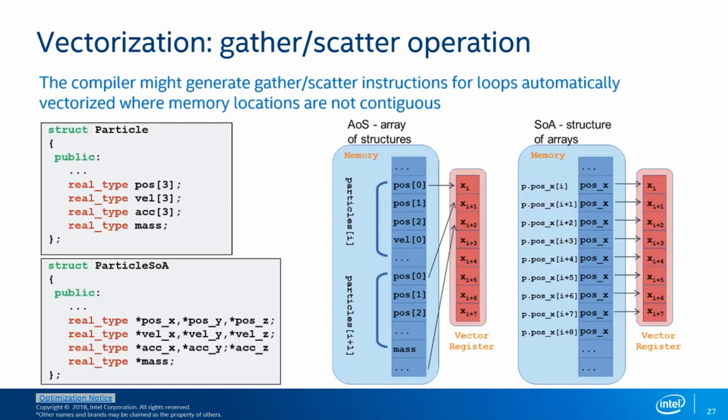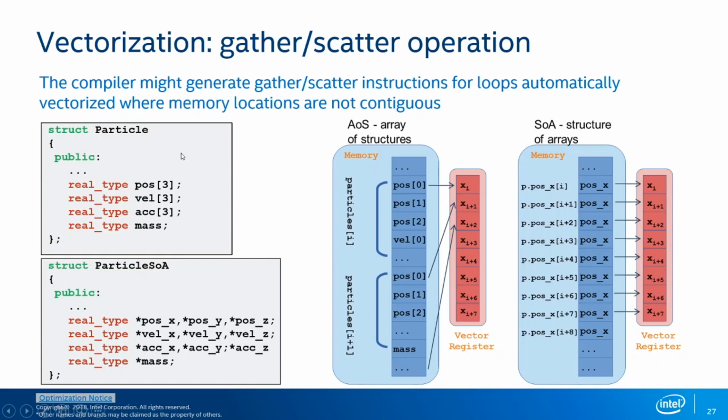The reason why we're getting gather operations in our compute loop is because we're using an AOS data structure. So that would be array of structures. The base structure itself that we have is a structure called particle that has 3 arrays with 3 elements each, representing position, velocity, and acceleration. We also have a scalar mass.